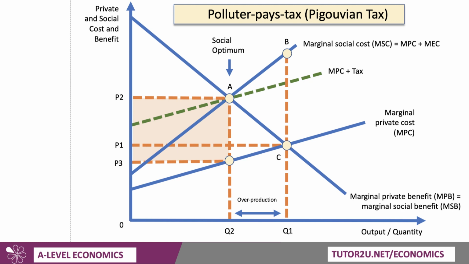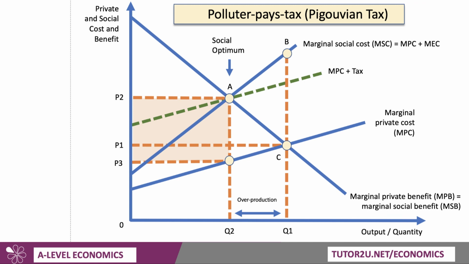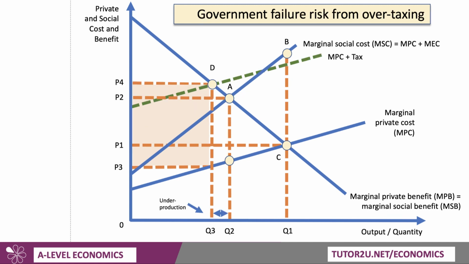However, if you want to develop the diagram to talk about government failure, maybe government set the wrong tax. Perhaps they overtax, in which case they might set the tax too high. In this situation, let's go back a slide. So the tax, we've gone a bit higher. At point D, it cuts the marginal private benefit curve now. So price is higher, P4, output's lower. In this situation, we've now squeezed output below the social optimum. And that would be a good example of government failure in the market.